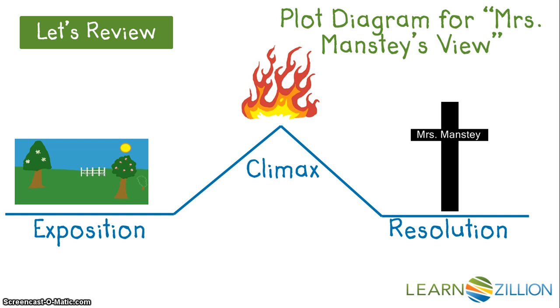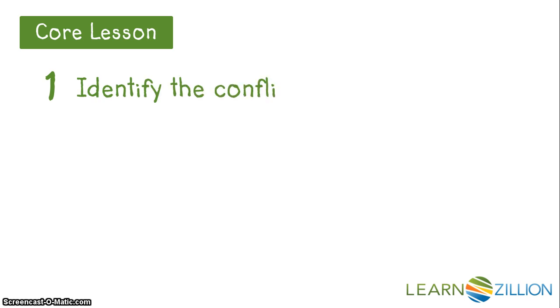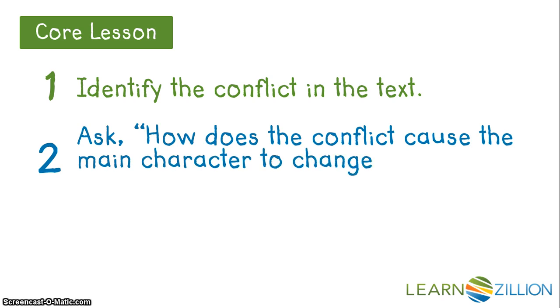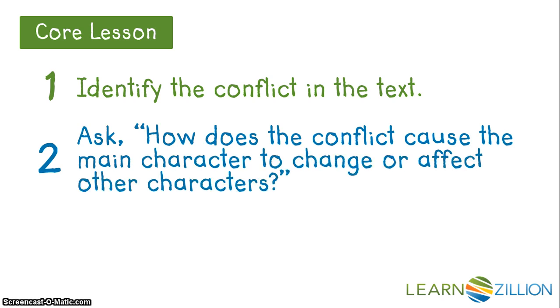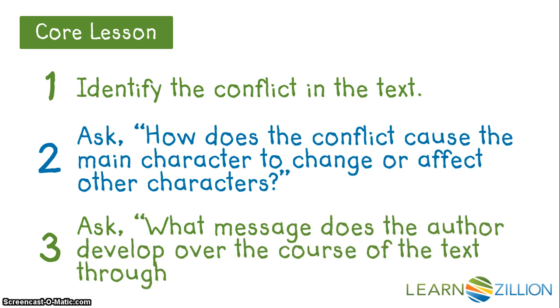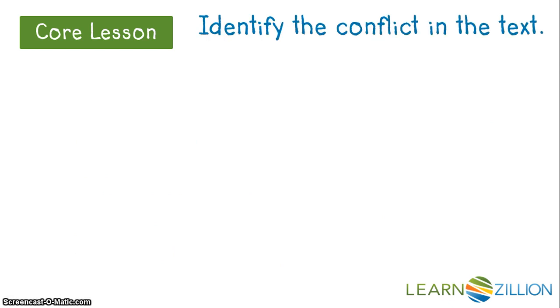So now, when we're looking for how one or multiple themes develop within a text, there are three steps that we can follow. First, we're going to identify the conflict in the text. Then we're going to ask ourselves, how does the conflict cause the main character to change or affect other characters? And third, we're going to ask ourselves, what message does the author develop over the course of the text through this conflict? So the first thing we need to do is identify the conflict in the text.